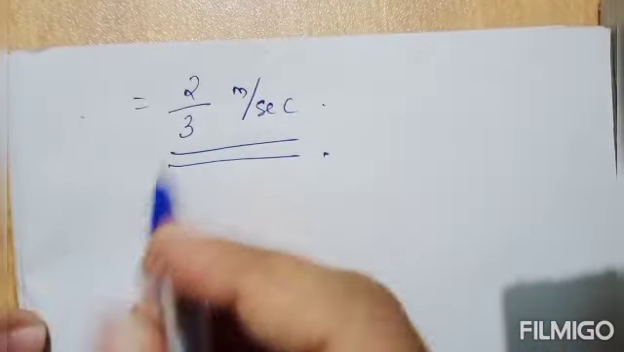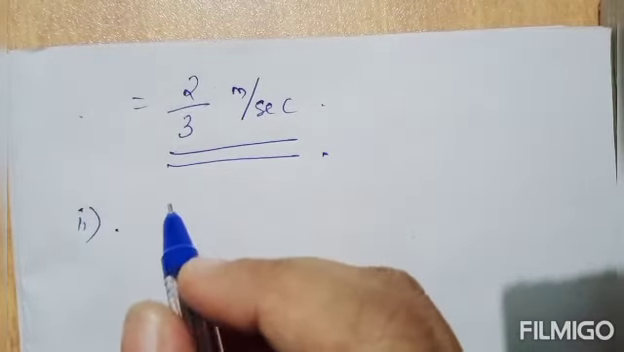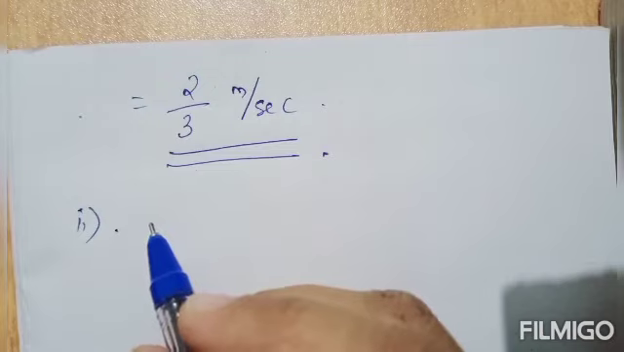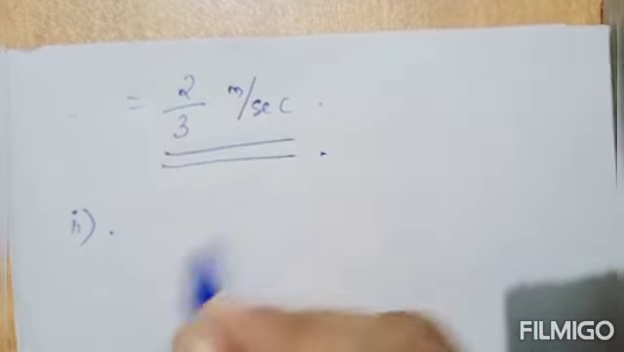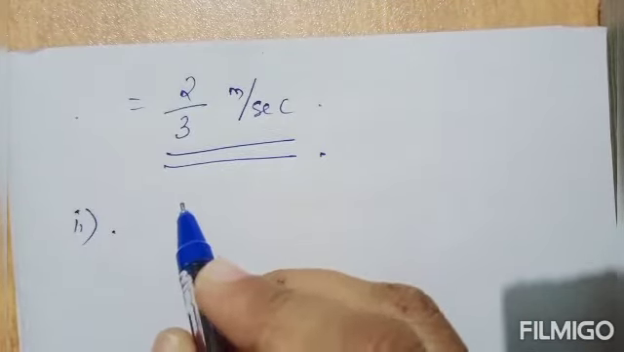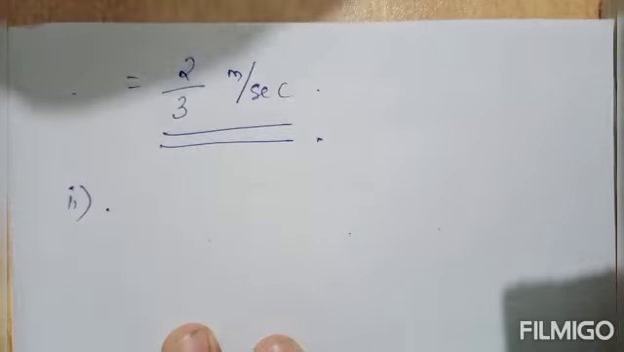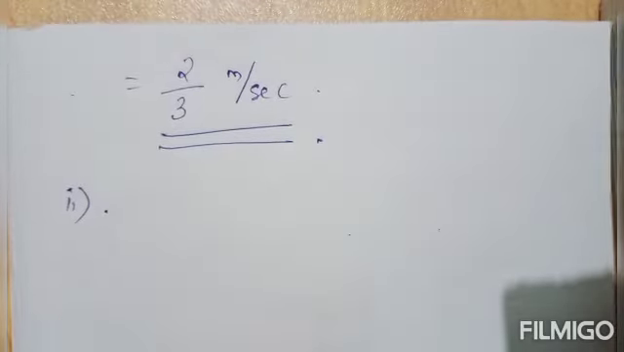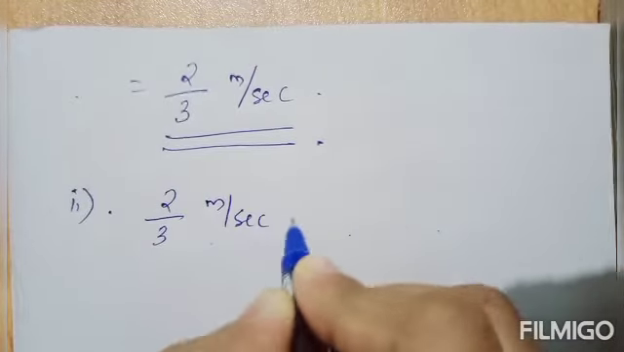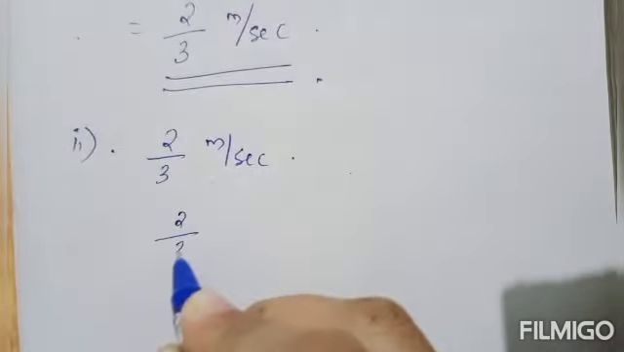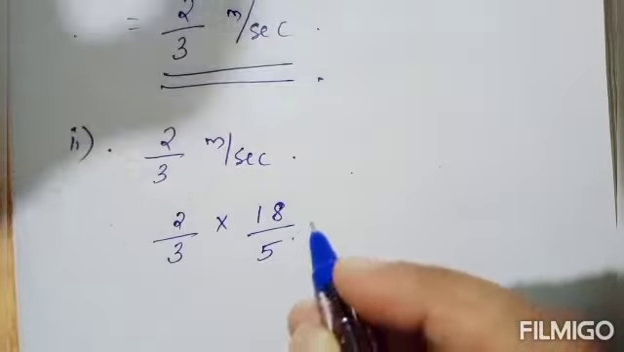Now this you need to convert to kilometer per hour. Okay, second question, you have to find the speed of swim in kilometer per hour. So in order to convert meter per second to kilometer per hour, what to do? Just multiply by 18 by 5. Okay, so 2 by 3 meter per second. You can multiply 2 by 3 by into 18 by 5.